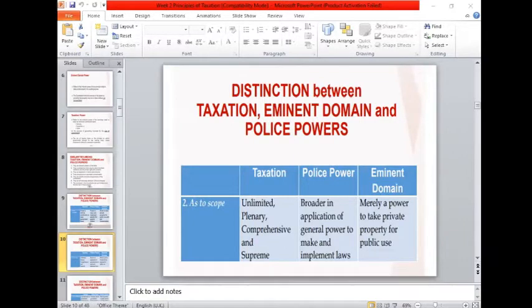As to the scope, taxation is unlimited, plenary, comprehensive, and supreme, while the police power is broader in scope, in the application of the general power to make and implement laws. Eminent domain has merely the power to take private property for public use.